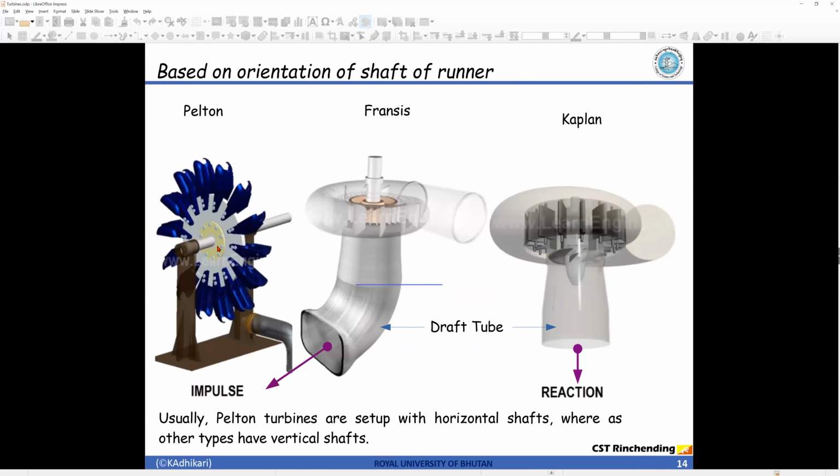Based on the orientation of the runner, you can see here the Pelton wheel, in this orientation the shaft is in the horizontal direction, right? It could be vertical direction also. The advantage of keeping it vertical would be that instead of one jet, you can use multiple jets. Right now the orientation of the shaft is horizontal, so there is only one jet possible. For Francis and Kaplan, as you can see, the shaft is vertical. So based on the orientation of shaft, also we can classify the turbine.